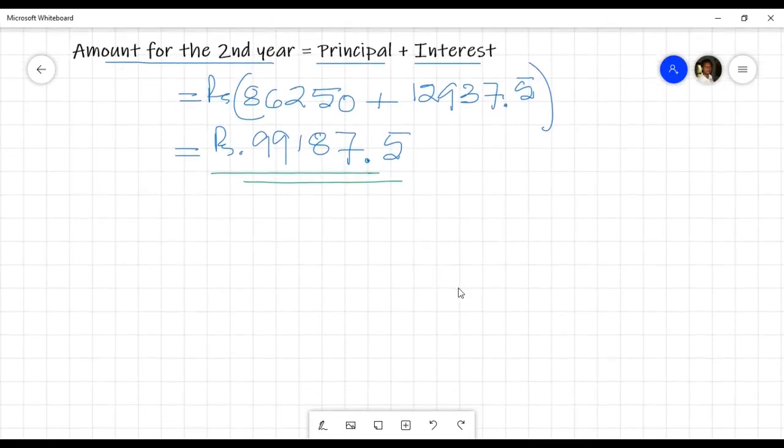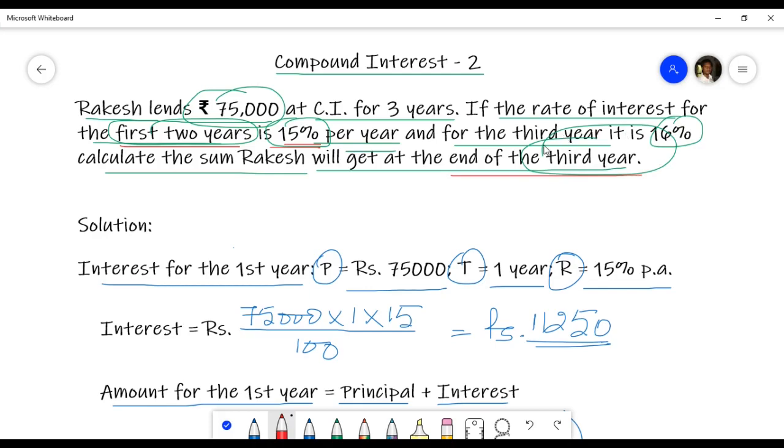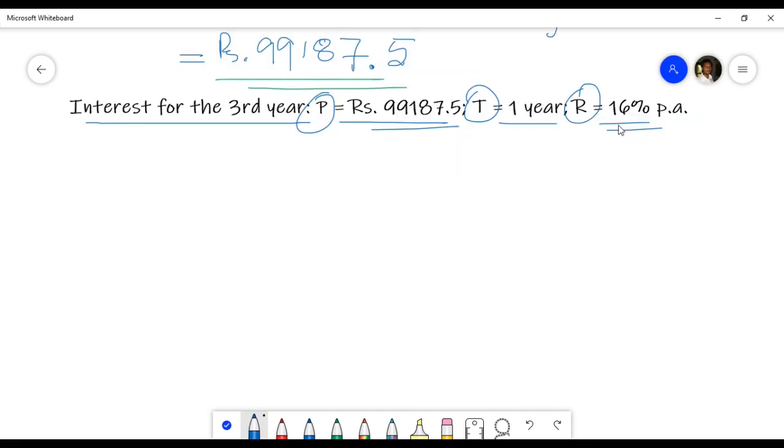Now what do we have to find next? We have to find for 3 years, right? So the next is we have to find the interest for the third year. The principal is 99,187.50 paise, time is 1 year, rate is taken as 16% here. Now why is rate taken as 16%? If you go back to the question and see there, the rate for the third year is 16% per year. That is why we have taken R or rate as 16% per annum.